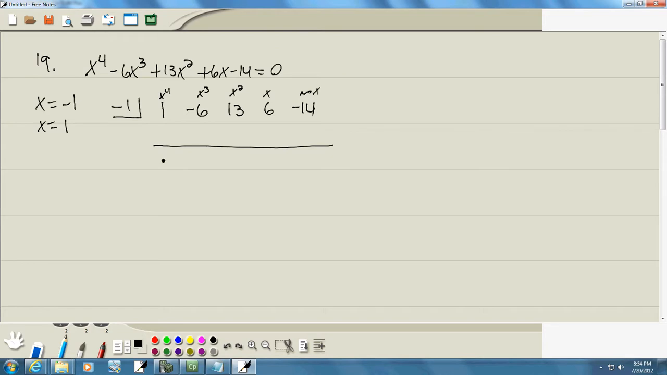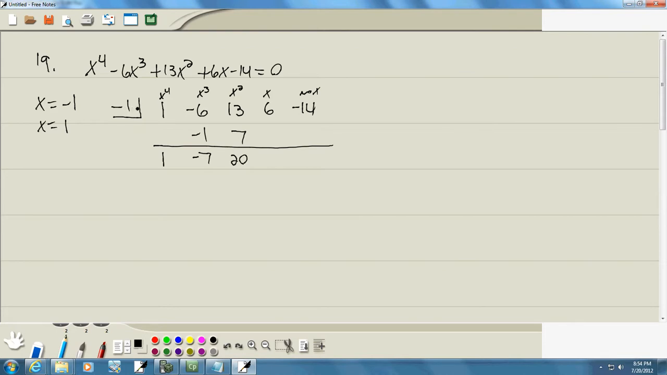Well, add. 1 plus nothing's 1. Multiply. You always multiply by a number up in the box, but whatever we just put down here. -1 times 1 is -1. Add. -6 -1 is -7. Multiply. -1 times -7 is a +7. Add. 13 plus 7 is 20.